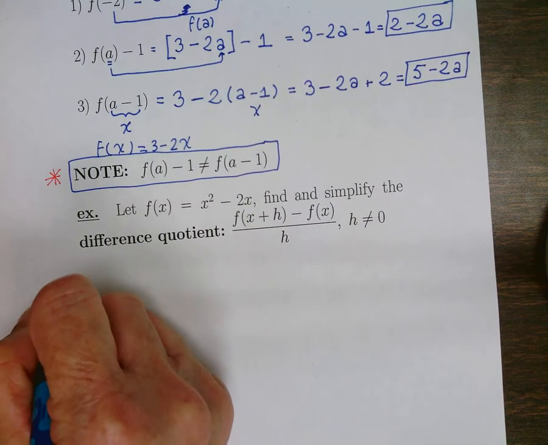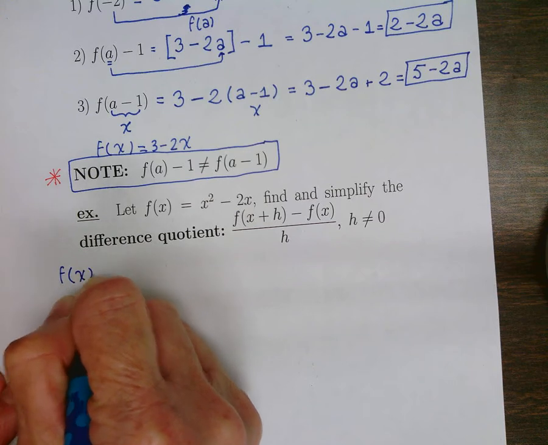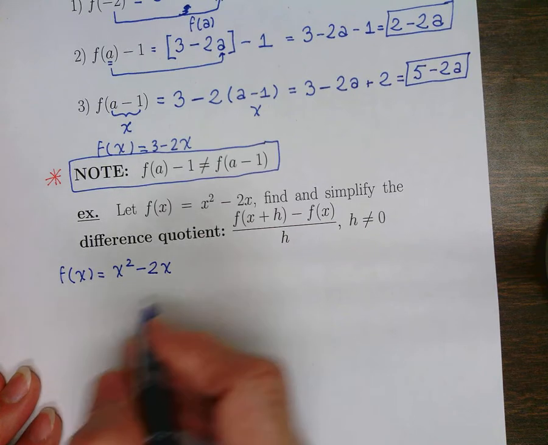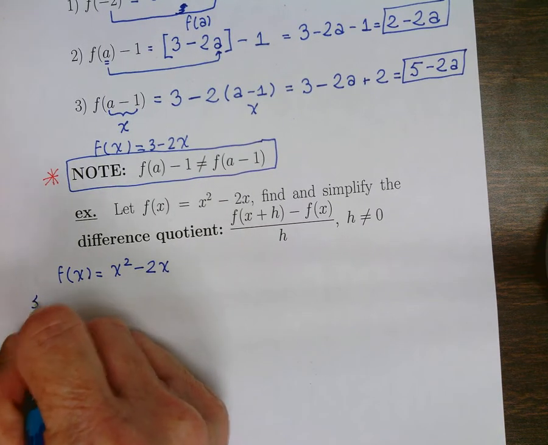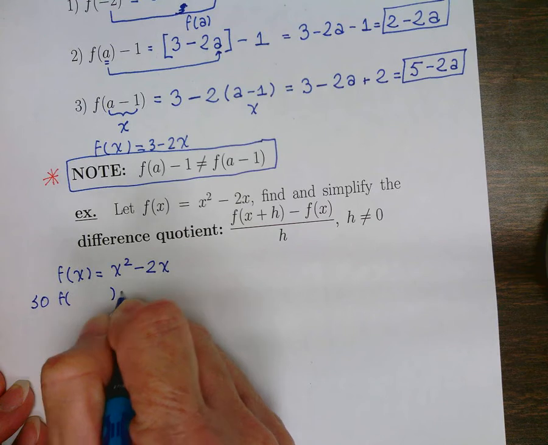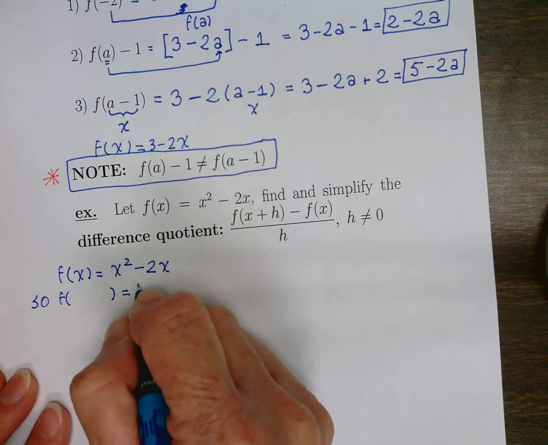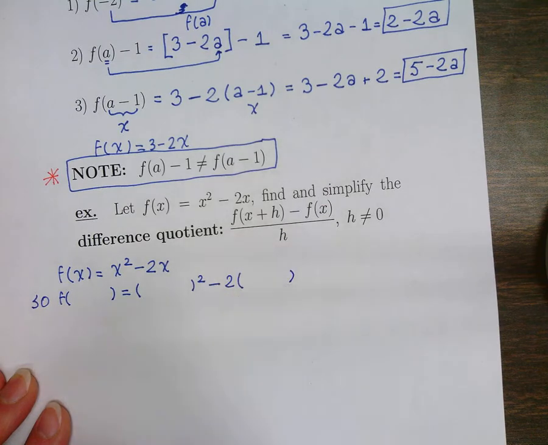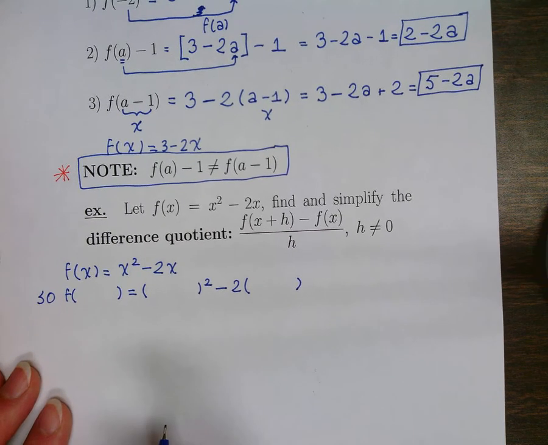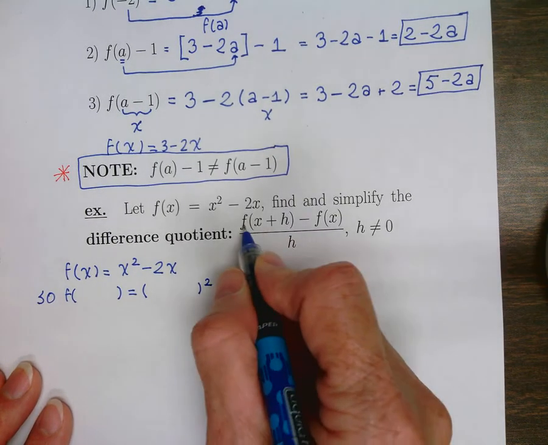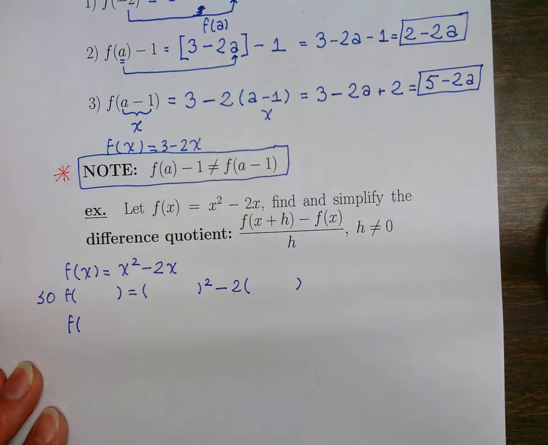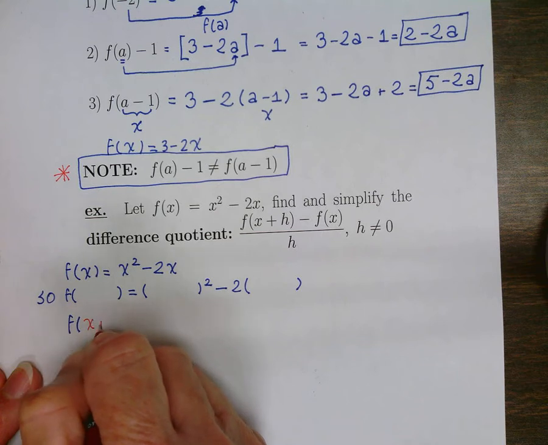So here's our function. F of x equals x squared minus 2x. Or another way to say that is that f of whatever our argument is takes that quantity squared and subtracts 2 times that quantity. Okay, does that make sense? So our difference quotient asks us to find f of x plus h. Let me do it with a different color. Maybe that will help.